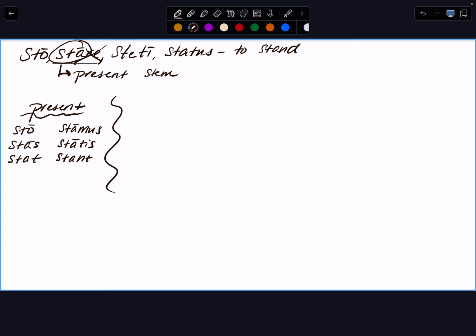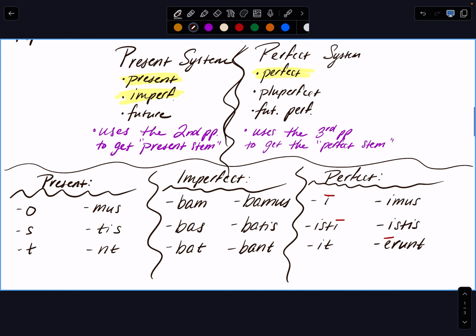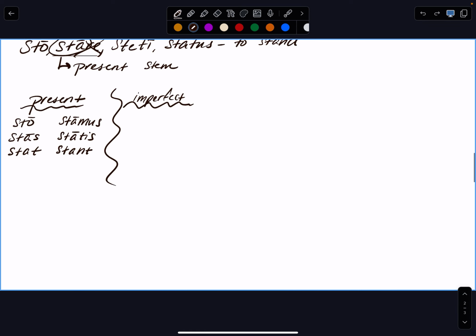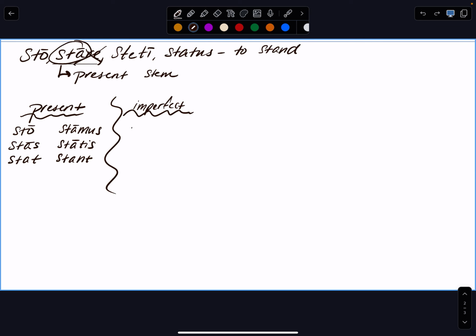Okay, now we know the imperfect tense as well. Am I still going to use the present stem? Yes. Why? Because the imperfect tense is in the present system. Okay, so we're still using the same stem.